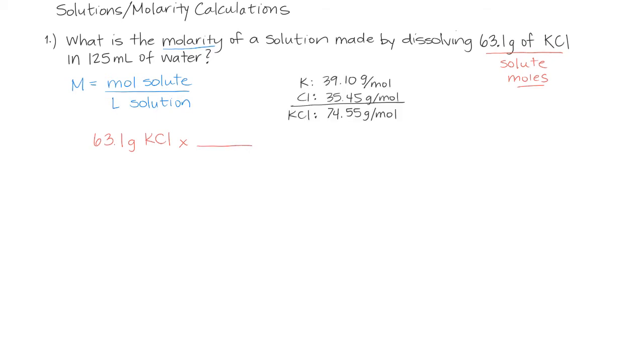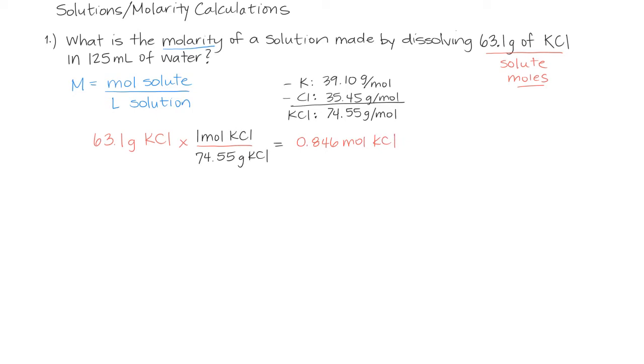The mass of potassium is 39.10 grams per mole. The mass of chlorine is 35.45 grams per mole. Adding them together, we get the mass of potassium chloride, 74.55 grams per mole. Let's put that into our calculation, keeping the grams on the bottom and moles on the top. We get 0.846 moles of potassium chloride.